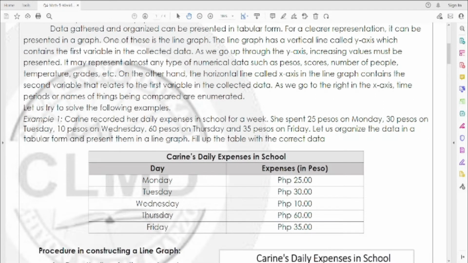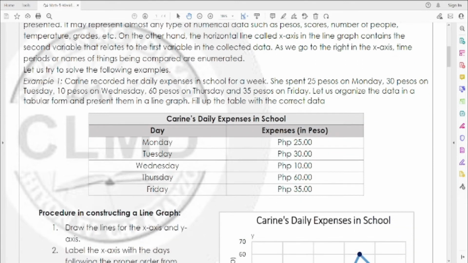Example number 1. Corina recorded her daily expenses in school for a week. She spent 25 pesos on Monday, 30 pesos on Tuesday, 10 pesos on Wednesday, 60 pesos on Thursday, and 35 pesos on Friday. Let us organize the data in tabular form and present them in a line graph. So fill up the table with the correct data.